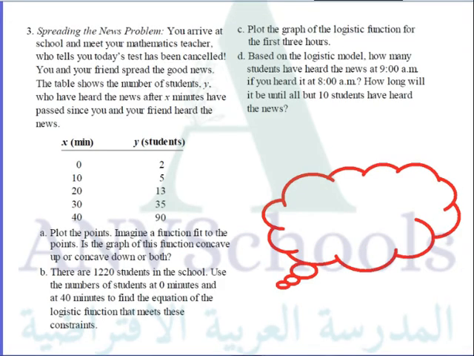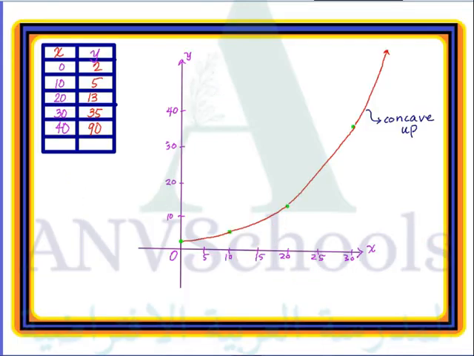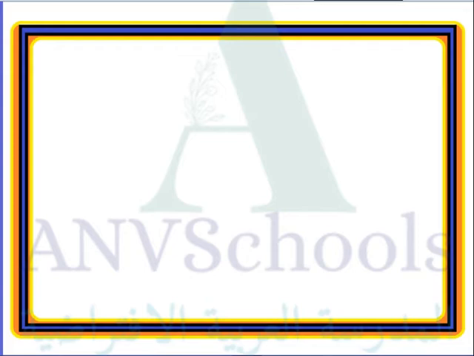So there are 1,220 students in this school. Use the numbers of students at 0 minutes and 40 minutes to find the equation of the logistic function that meets these constraints. So in here we are going to get the equation, I mean. Okay, so we are considering the first point and the last point. So our first point is 0 and 2.